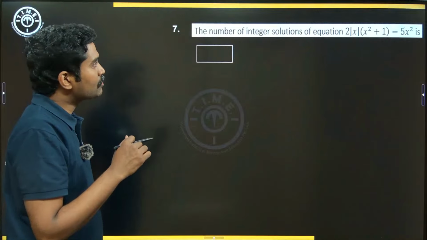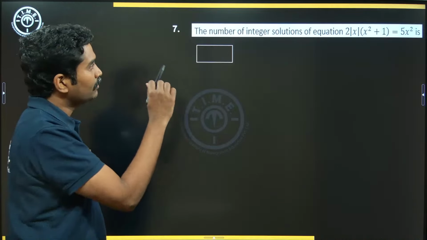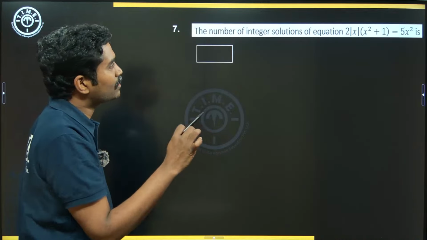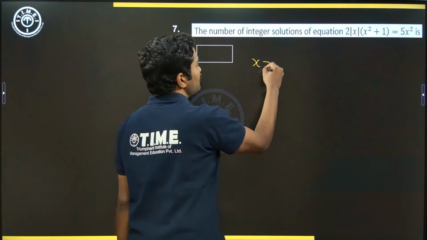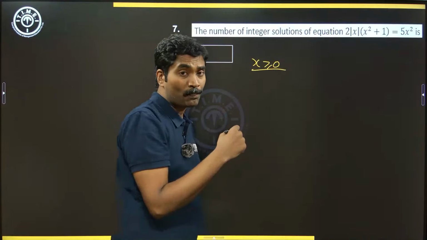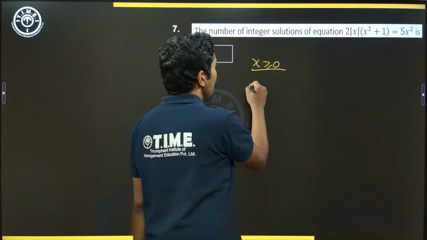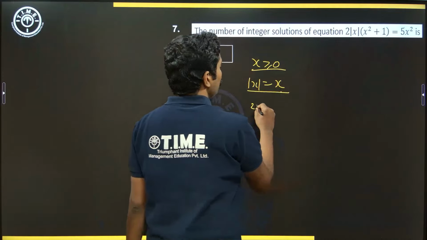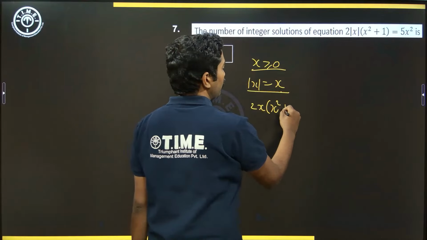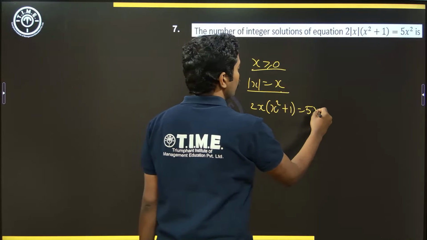The number of integer solutions of the equation 2|x| times (x square plus 1) is equal to 5x square. Only x, one variable, excellent. Only one modulus. So first case, let's take x is greater than or equal to 0. What happens when x is greater than or equal to 0? Mod of x is equal to x, right? Substitute 2x into x square plus 1 is equal to 5x square, right?